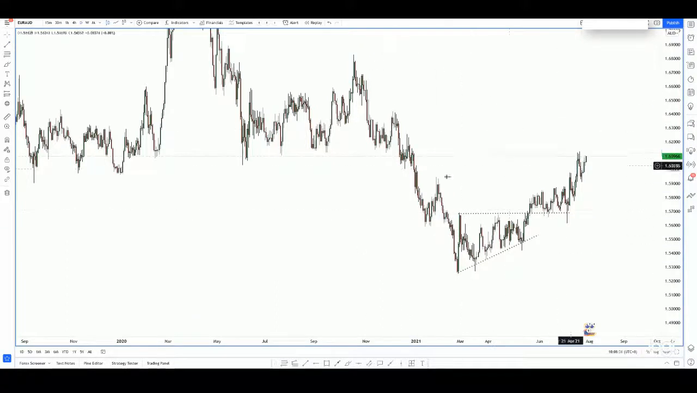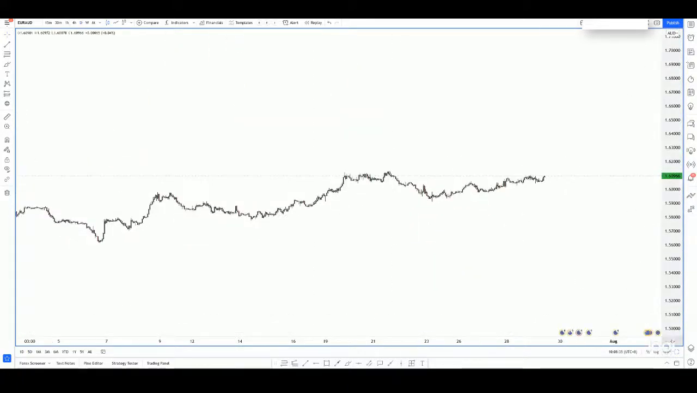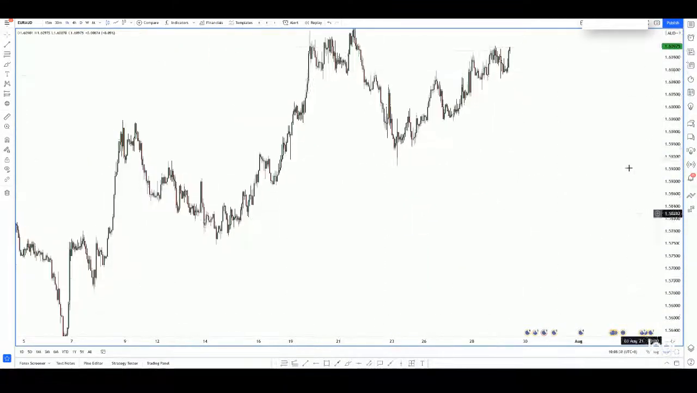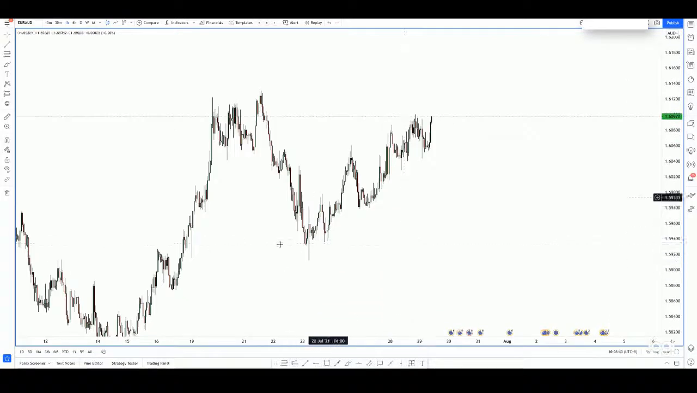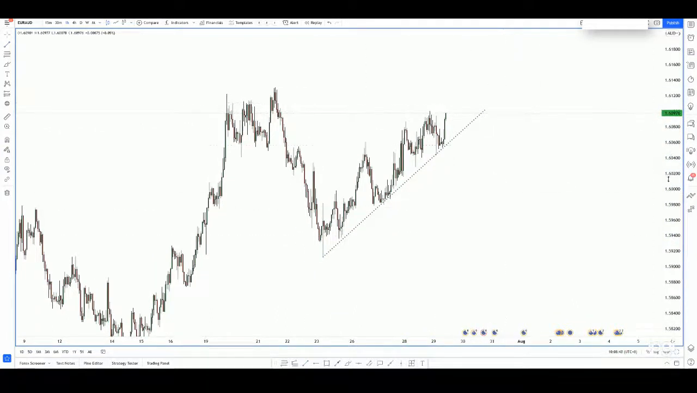This ascending triangle pattern. Okay, and very quickly I just want to go down into the 1 hour because that's where we see the intraday opportunities. And same story goes over here, right? The structure is one that is bullish. Okay, we actually see that price is holding very nicely above this ascending trend line support.